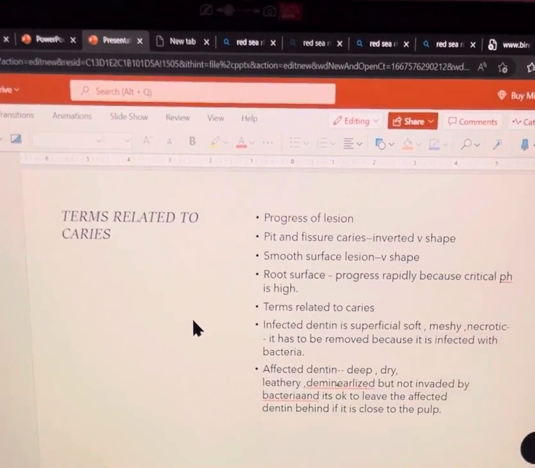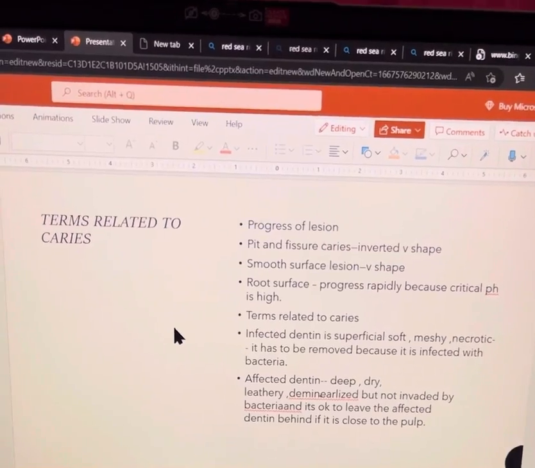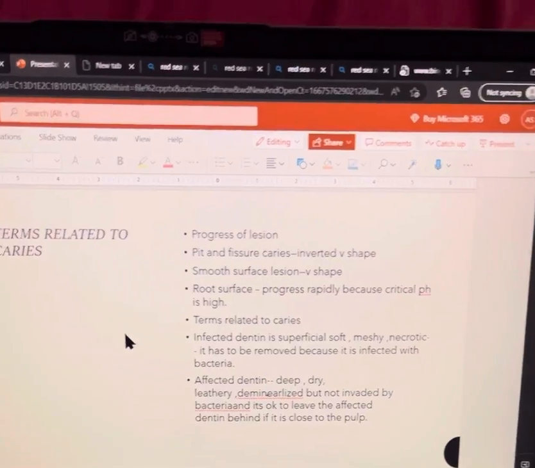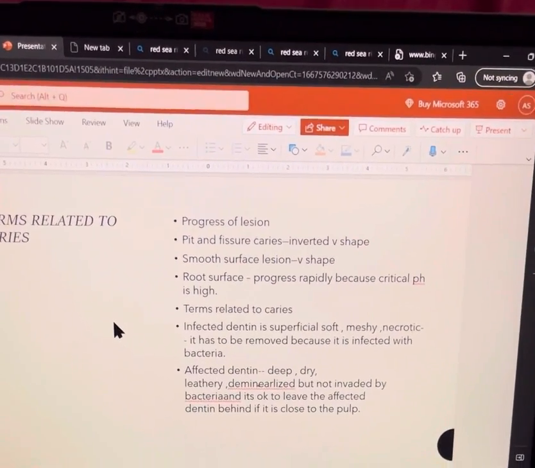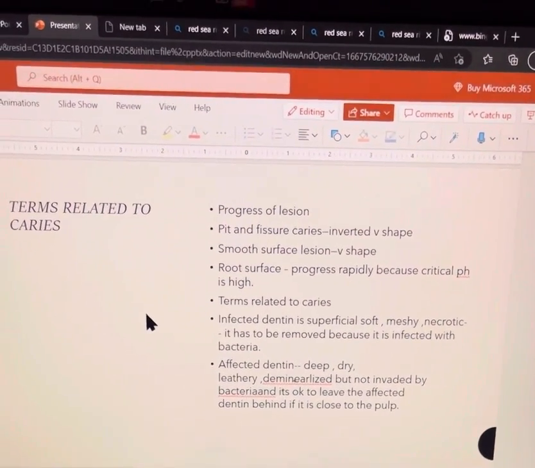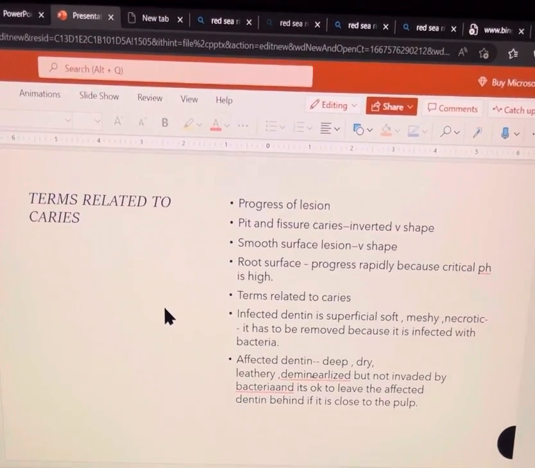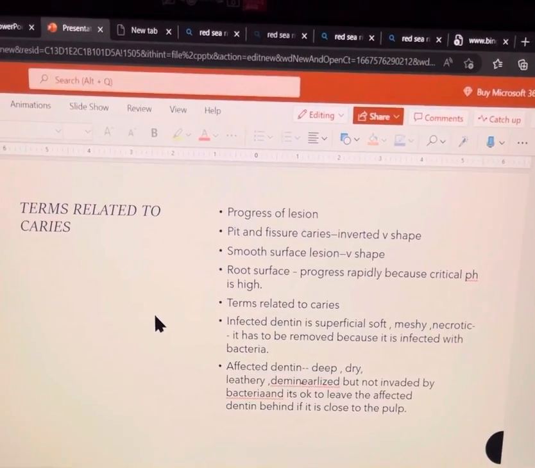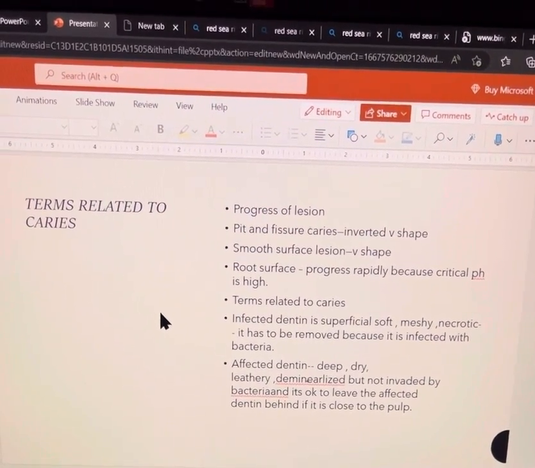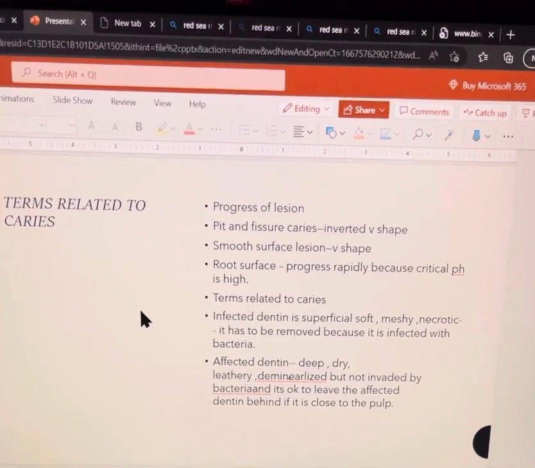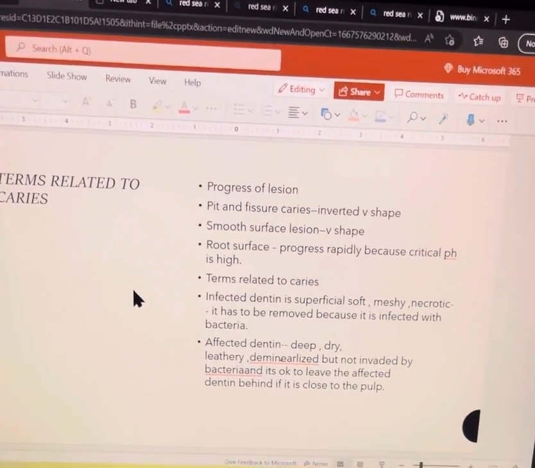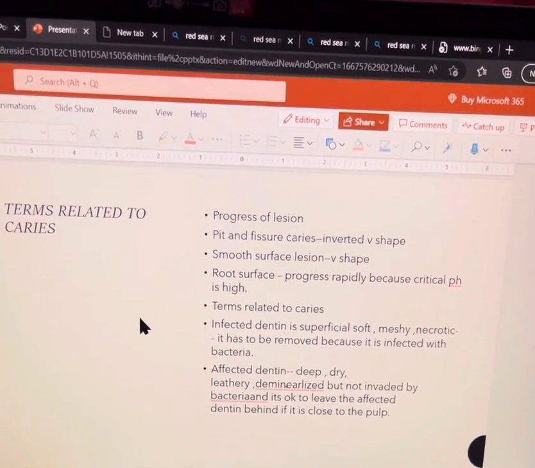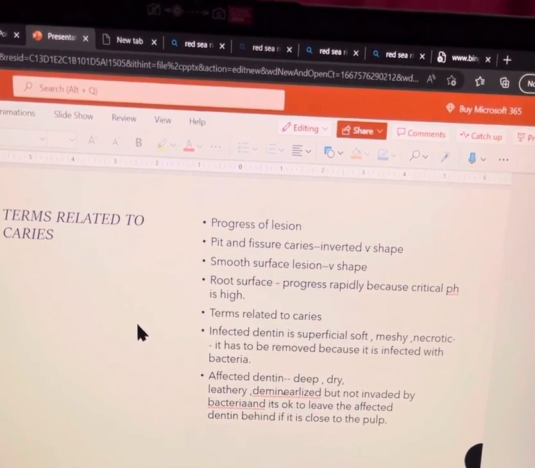Then there are a few terms related to caries, or how the caries occurs and in what kind of shape it takes eventually. In pit and fissure caries, there will always be an inverted V shape. It means the base will be broad, and when it reaches towards the end, it becomes narrow. Smooth surface caries will be V shape.